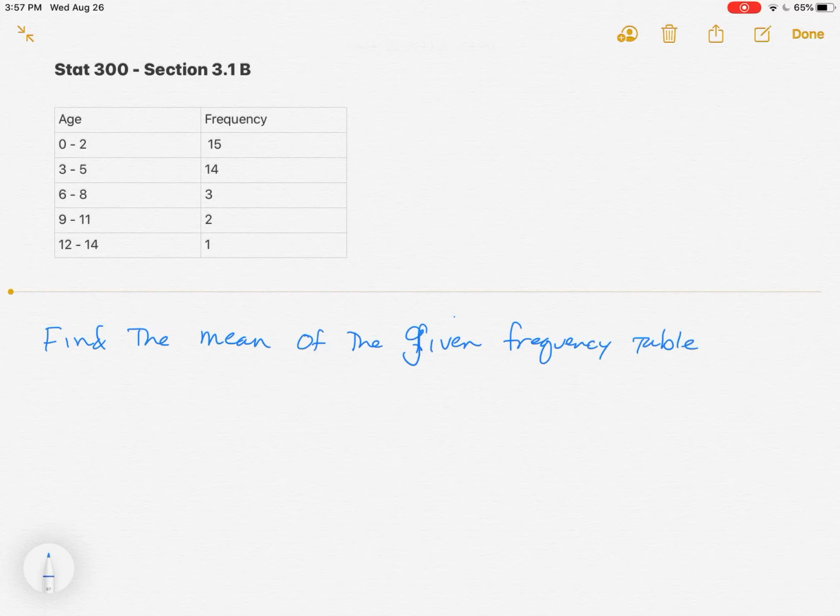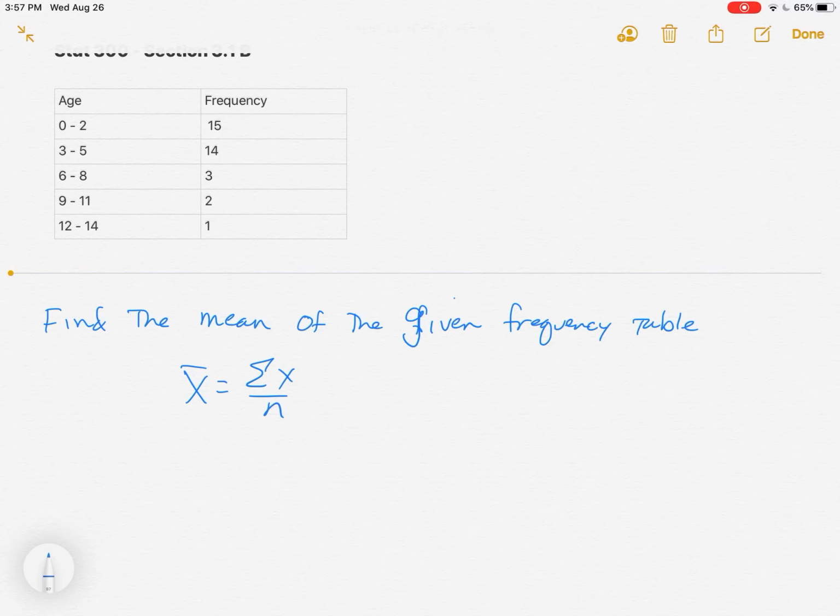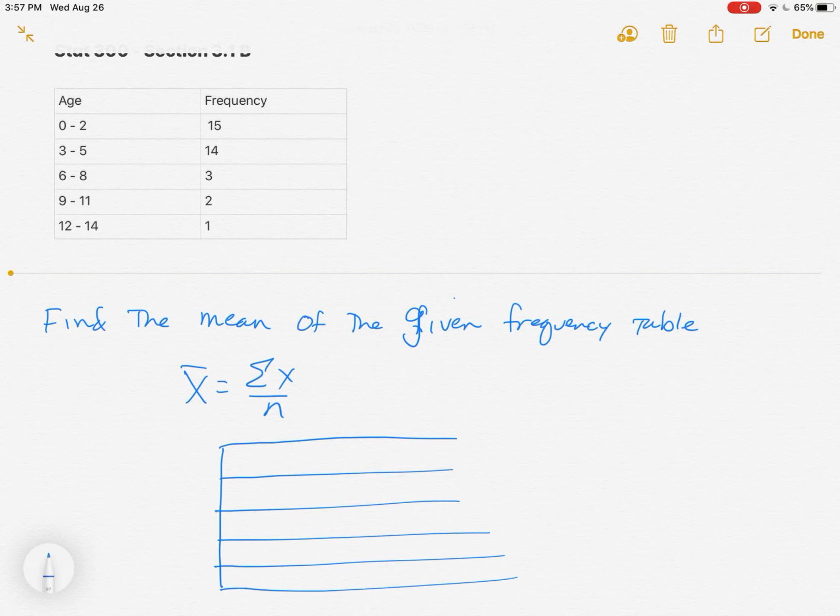Well, we know that if we're going to find the mean, what I need to do is add up the data and divide by n, but I'm at a disadvantage because I don't know what that data is. And so here's what we do. I'm going to take a moment just to rewrite that frequency table. The 0 to 2, the 3 to 5, the 6 to 8, the 9 to 11, and the 12 to 14. And then I'm going to put the frequency in as well. And the frequency that was given was 15, 14, 3, 2, 1.